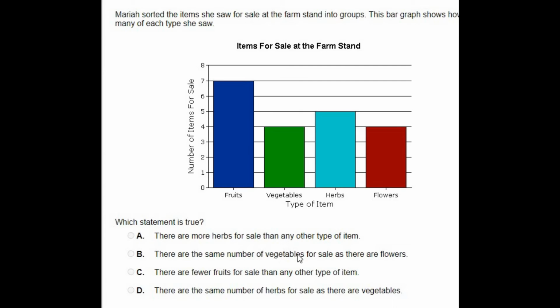There are the same number of vegetables for sale as there are flowers. Flowers we have 4, and vegetables are 4. The same is true as well. They are the same. There are fewer fruits for sale than any other type of item. That's not true. There are more fruits. There are the same number of herbs for sale as vegetables. That's not true. The only statement that is true is vegetables and flowers are the same. So our response to this would be B.